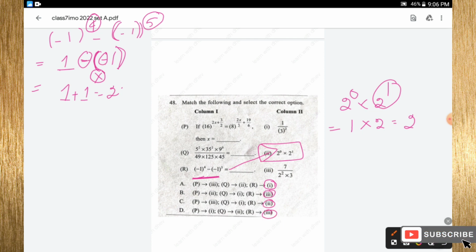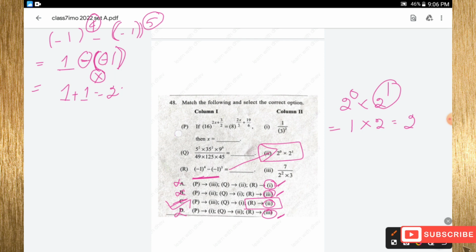So we need R to match with 2, right? So option C only holds the right answer. Then the rest of the options are all wrong, because in these the answer for R is wrong. So option C only holds the correct answer for R, which means the remaining options, A, B and D, are all wrong. So finally your answer will be option C.